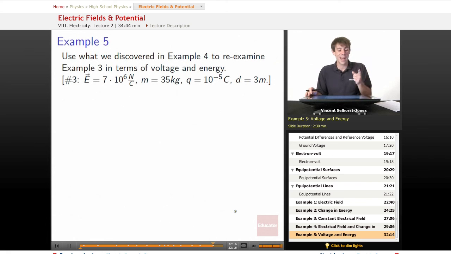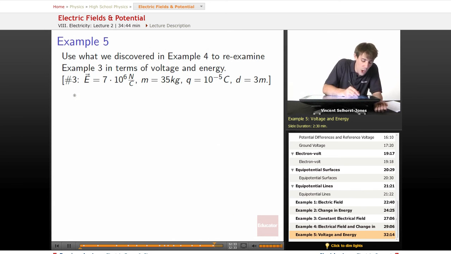Great, so now we can have a bonus idea of how we can re-examine example 3 in terms of voltage and energy. So in number 3, we had an electric field, we had a mass of an object on a frictionless surface, we had a charge for that object, and we had a distance that it traveled, right?